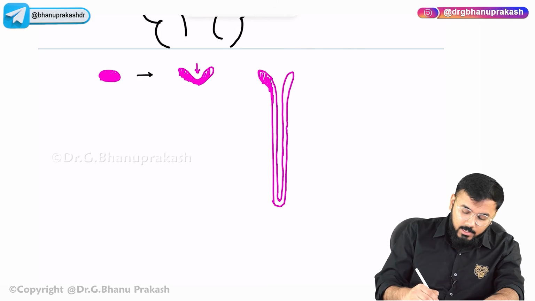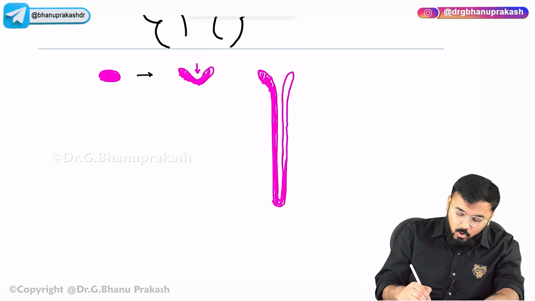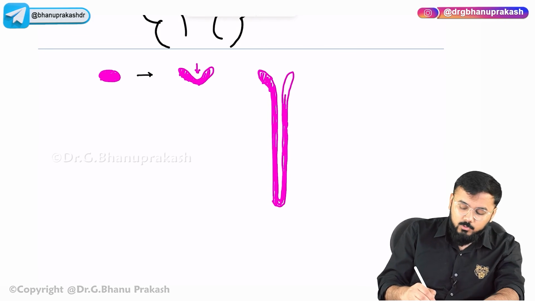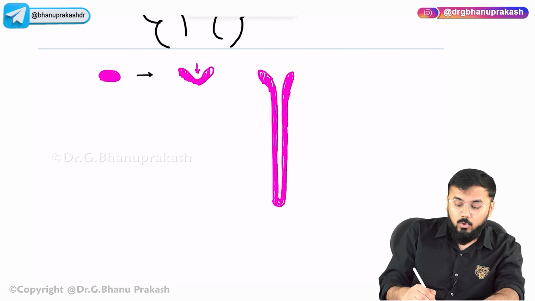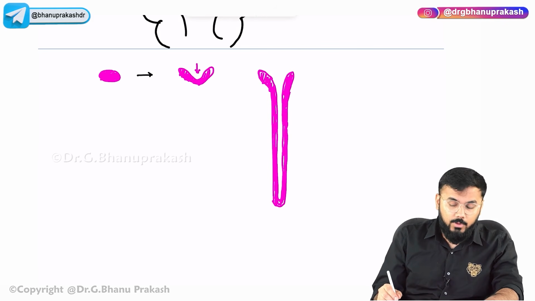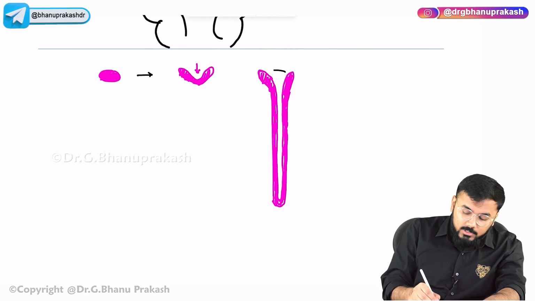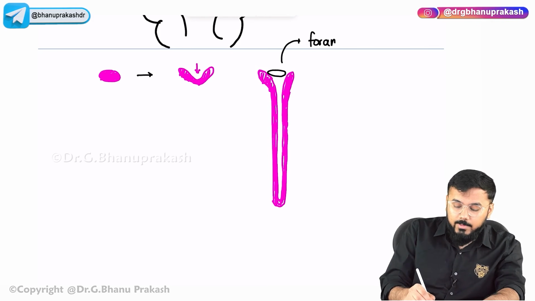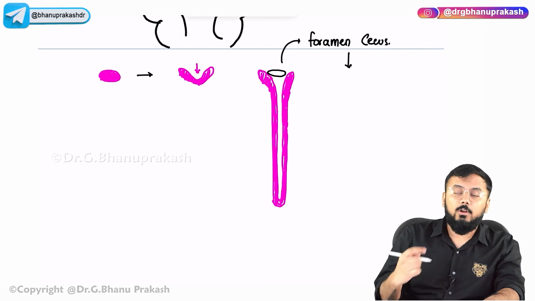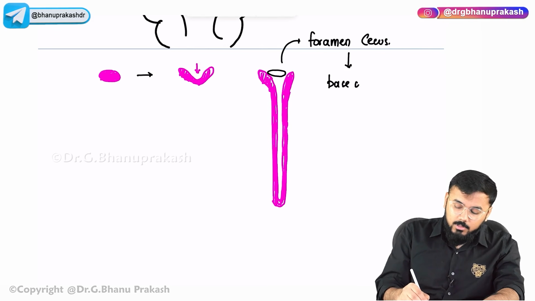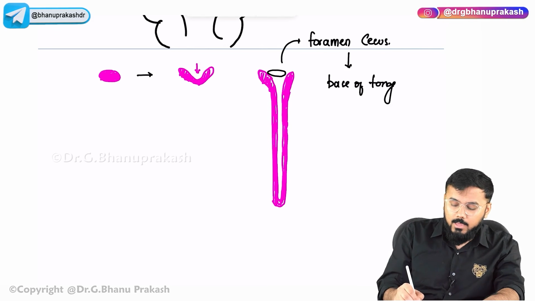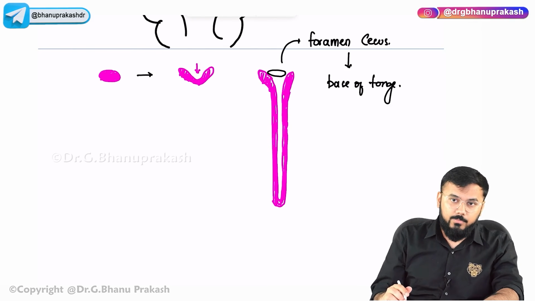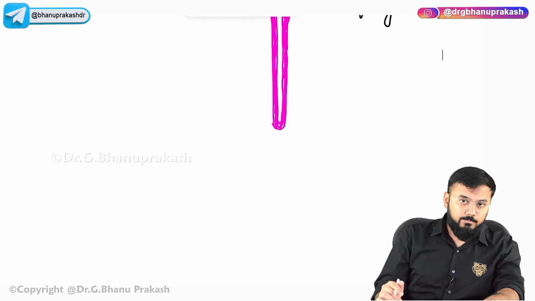This particular duct which is formed starts all the way from your tongue and goes down to the thyroid gland. That is why this duct is called the thyroglossal duct. This thyroglossal duct has an opening over here. This opening is called the foramen cecum. Where is the foramen cecum located? On the base of your tongue, on the posterior side of your tongue. Clear?